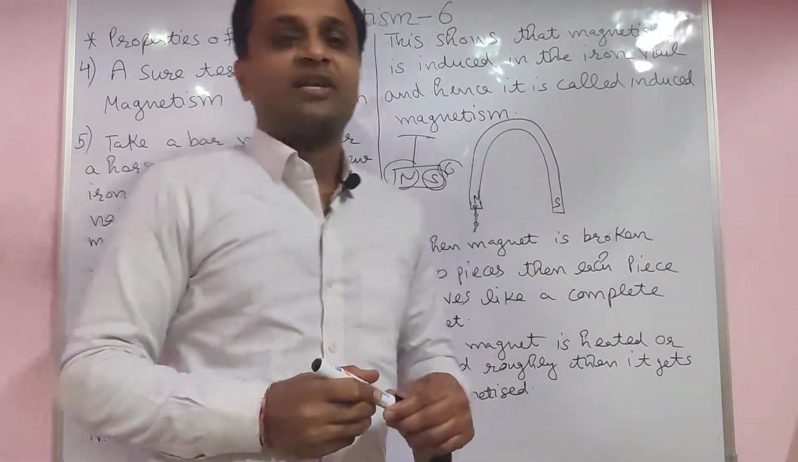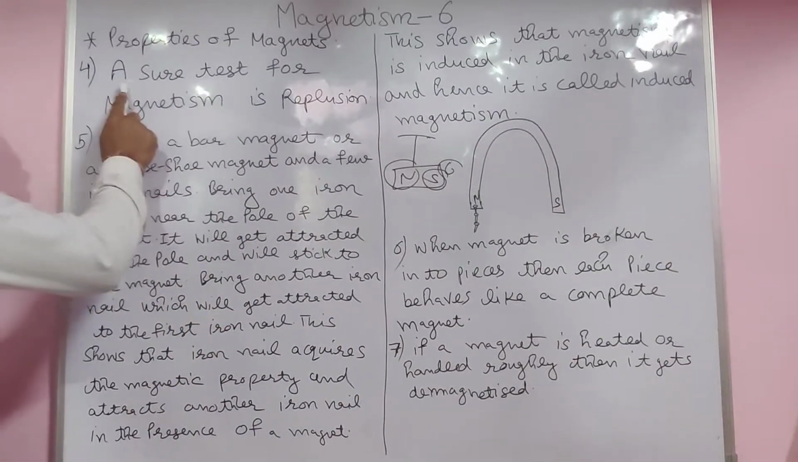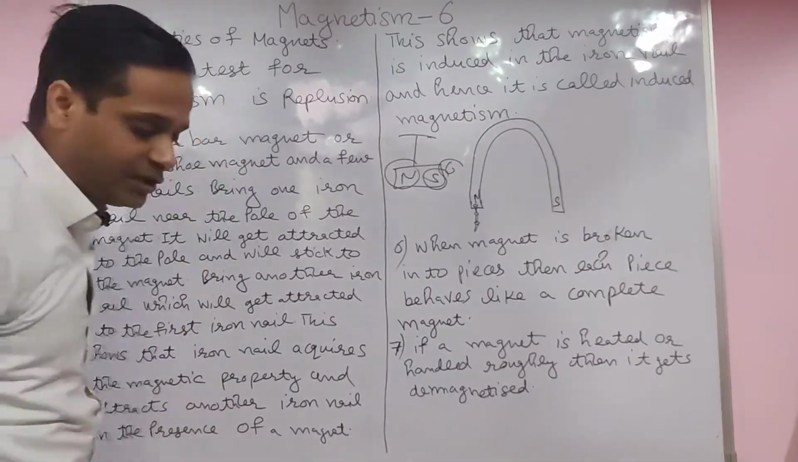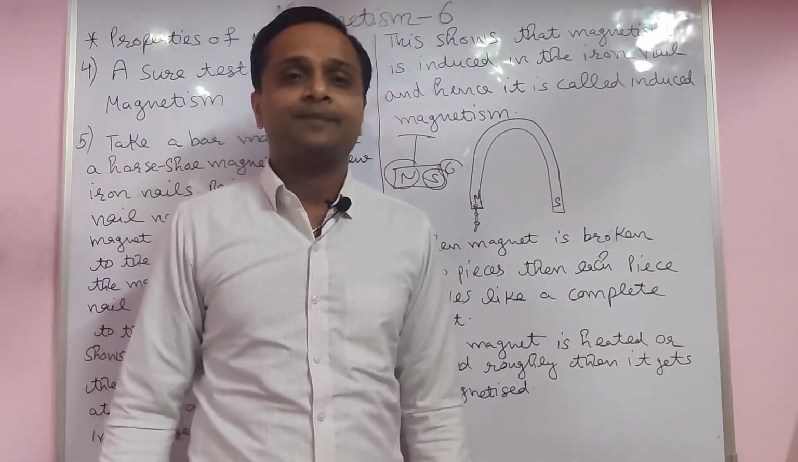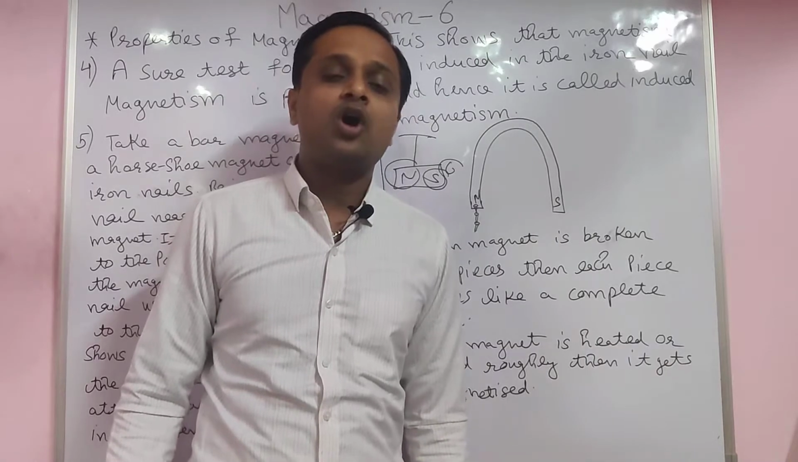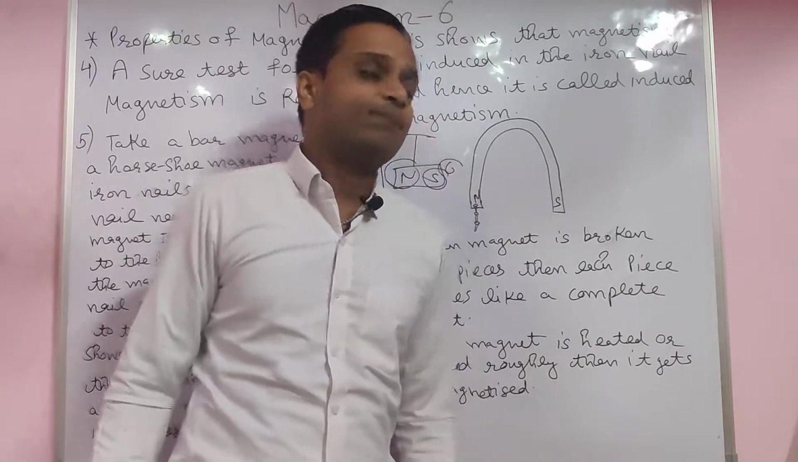Some other properties, students. A sure test for magnetism is repulsion. Repulsion is a sure test of magnetism. Keep in mind, repulsion is the sure test of magnetism.